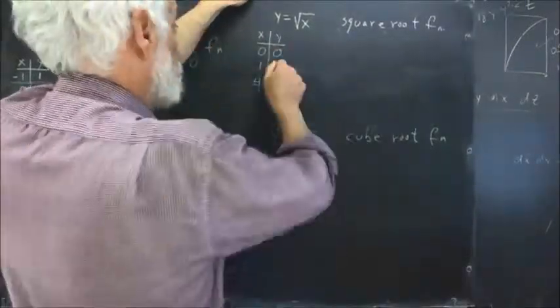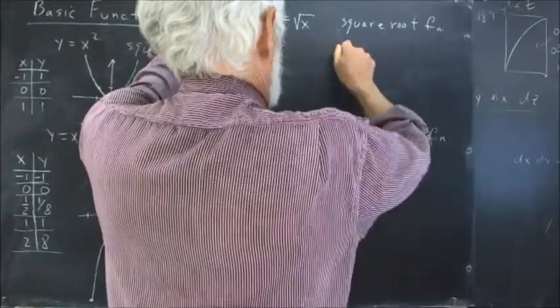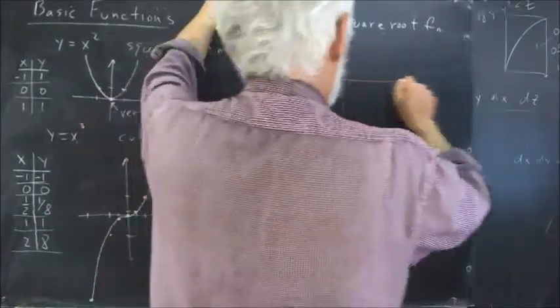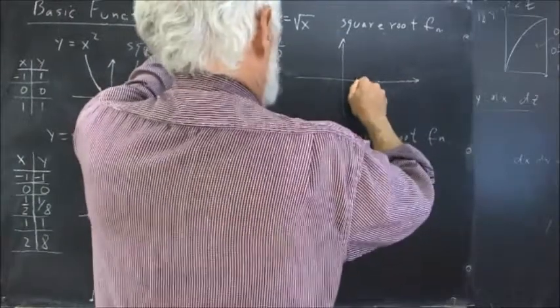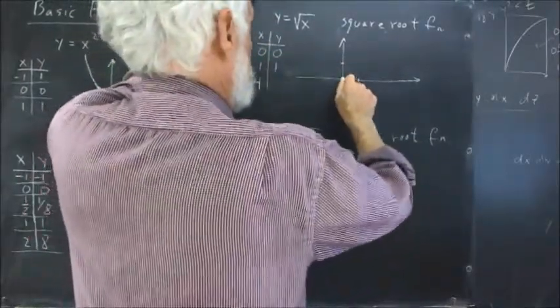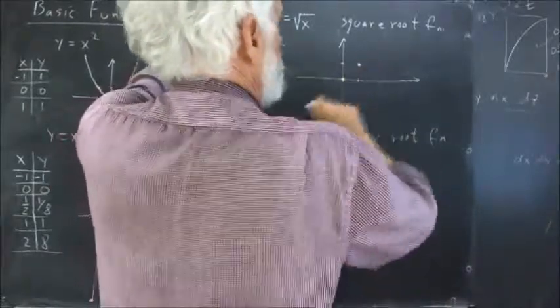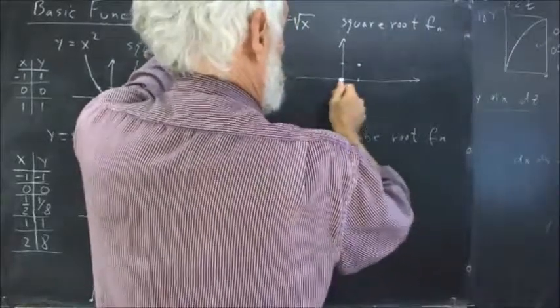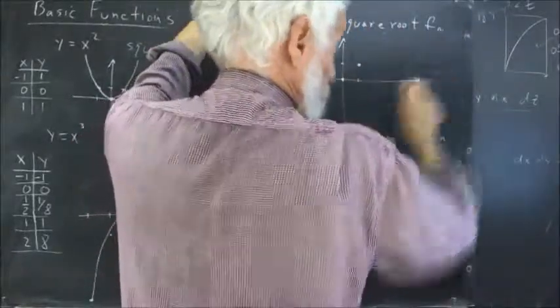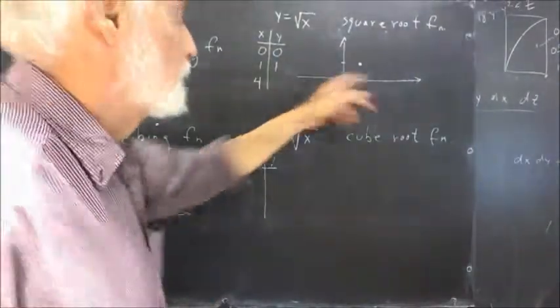The square root of 0 is 0, and the square root of 1 is 1. That doesn't give us an abundance of information about the graph. Here's 1 on the y-axis. We have the point 0, 0 and the point 1, 1. For all we know, it's a straight line. Or maybe it curves upward like this, or maybe it curves like this. We don't know.